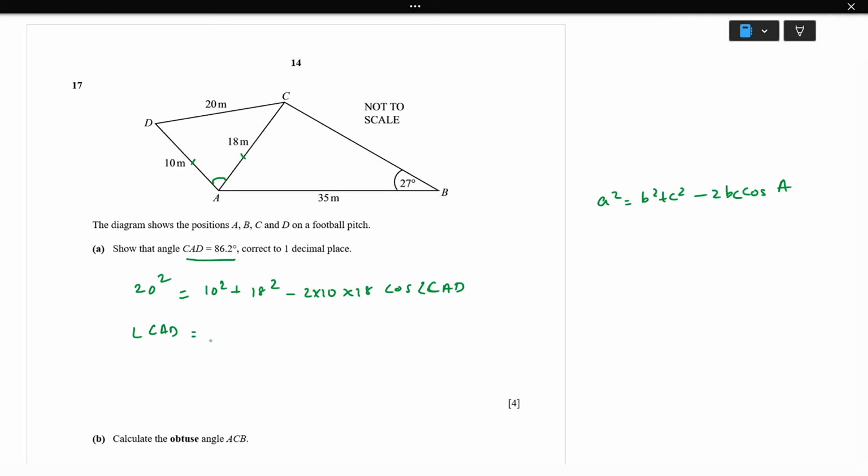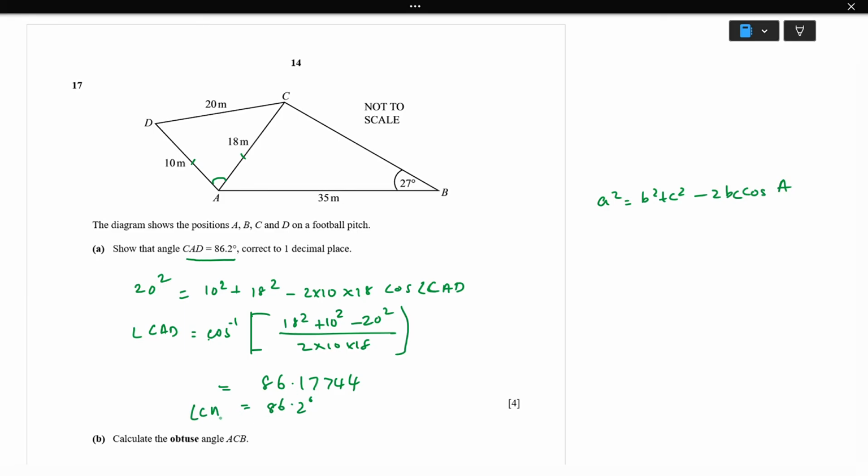Now I want angle CAD, which is cos inverse of 18 square plus 10 square minus 20 square over 2 times 10 times 18. Because of the minus, the sign changes when it goes to the other side. So the answer is 86.17744, which when rounded is 86.2 degrees. So I proved this is angle CAD.